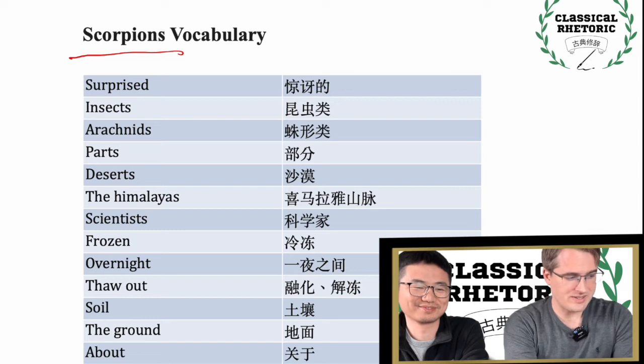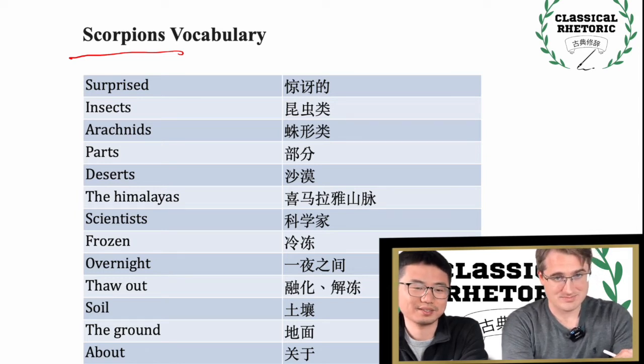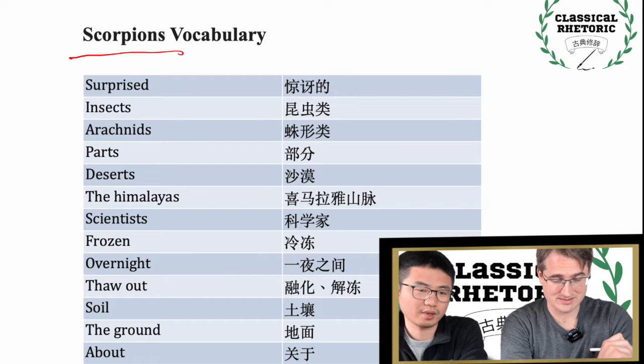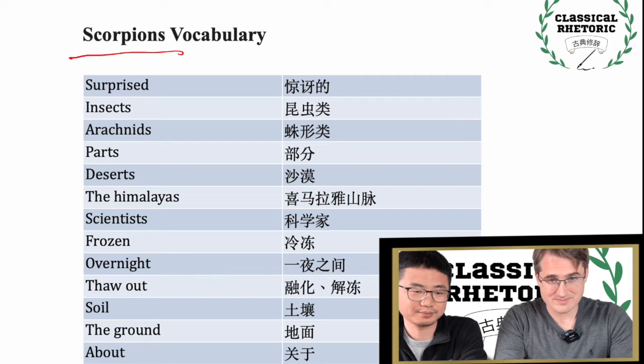Okay. So let's read these words together. Surprised. Insects. Arachnids. Parts. Deserts. The Himalayas. Scientists. Frozen. Overnight. Thaw out. Soil. The ground. About.